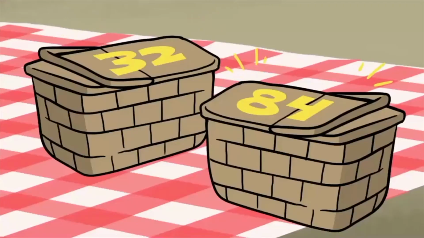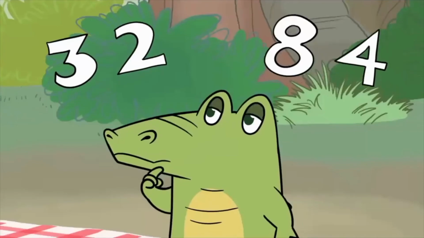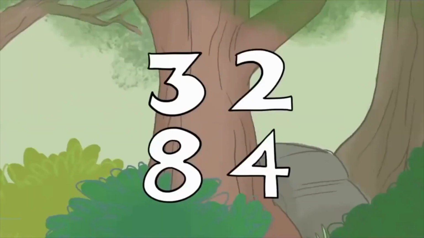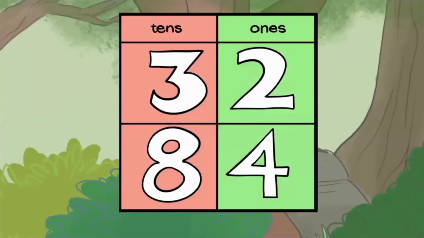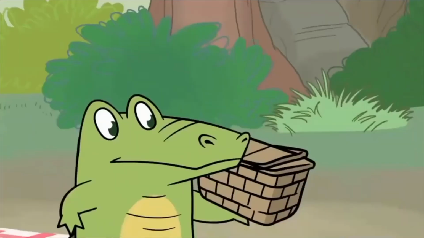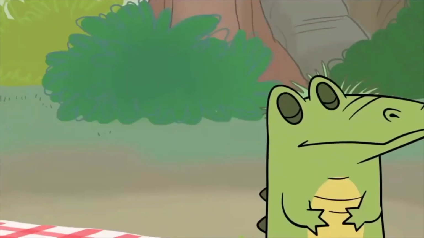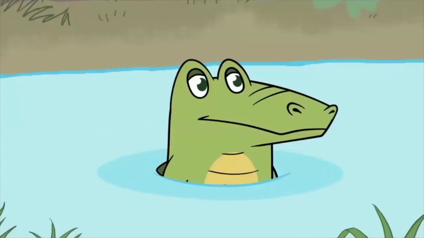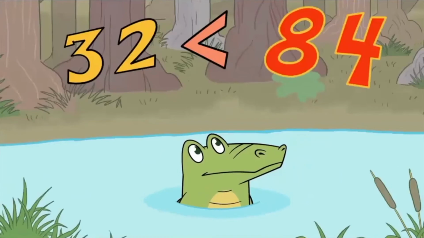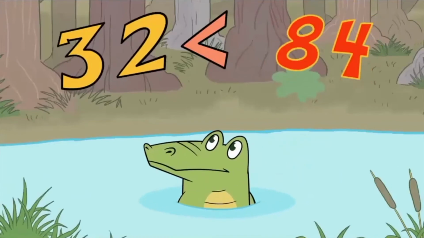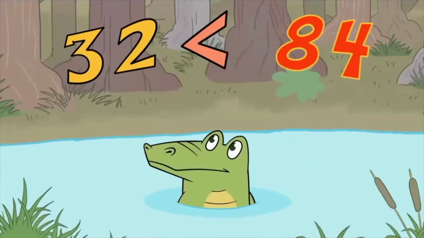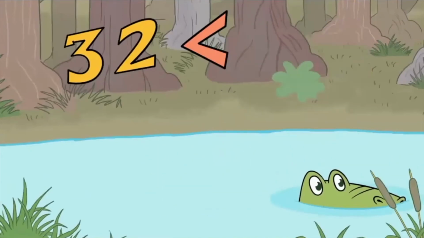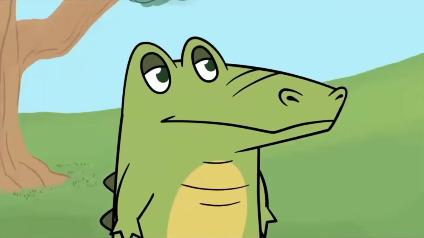32 and 84. The gator eats the one that's worth more. He looks at the place values from left to right. It's the greatest tens place, so he takes a big bite. The hungry alligator eats the number that's greater. The number that is least is never part of his feast.